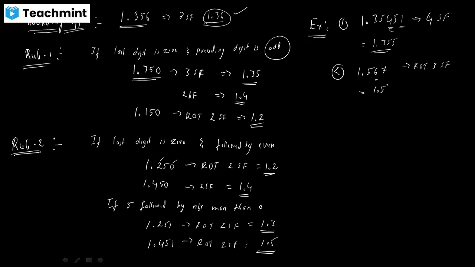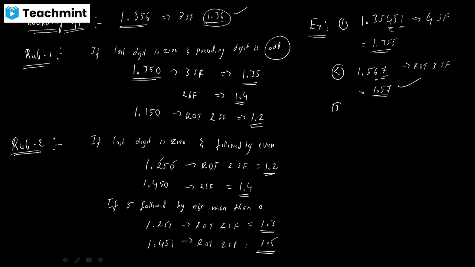The answer is 1.57 because, of course, the minimum is 5. After 5, whatever number comes, you have to increment. However, it is 7. If it is 5 and 0, then only the rule will apply. If it is 5 and that number is followed by some other number, of course, you can round it off.